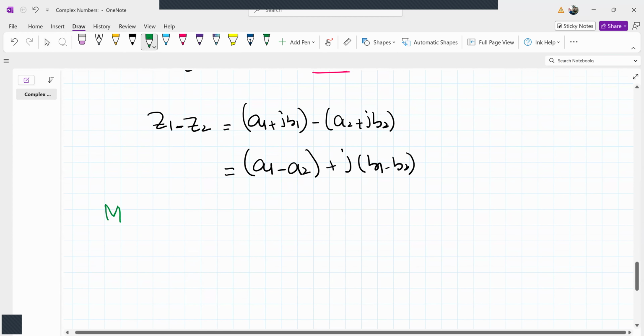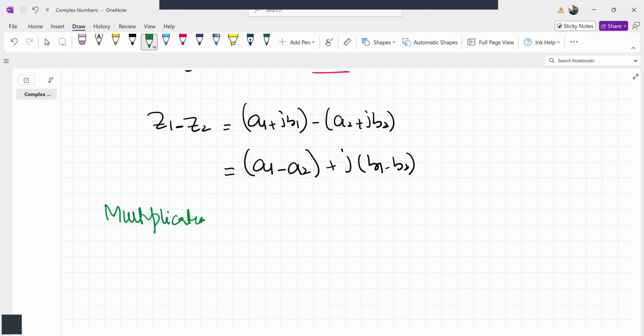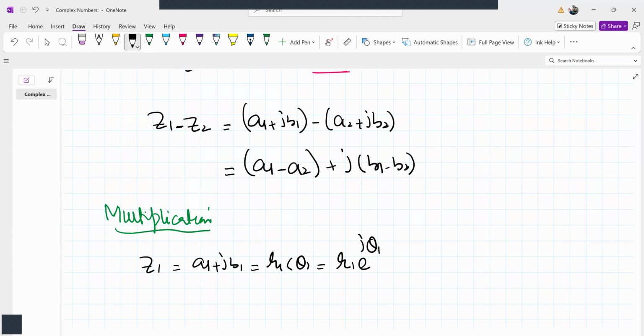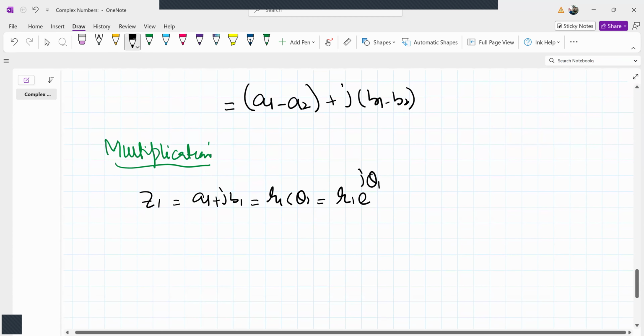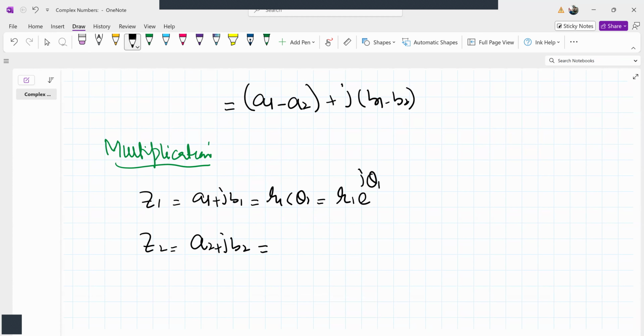So suppose we perform the multiplication operation between two complex numbers. Suppose the complex numbers are z1 = a1 plus jb1, which can be written as r1 at an angle of theta1, which is same as r1 e to the power of j theta1. Similarly, z2 is a2 plus jb2, which can be written as r2 at an angle of theta2, which can be written as r2 e to the power of j theta2.